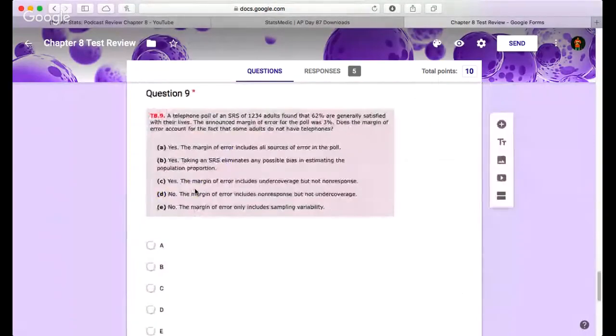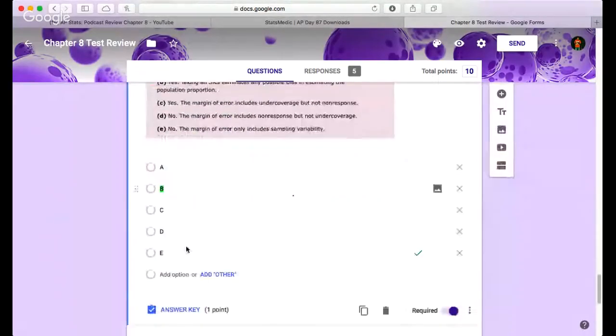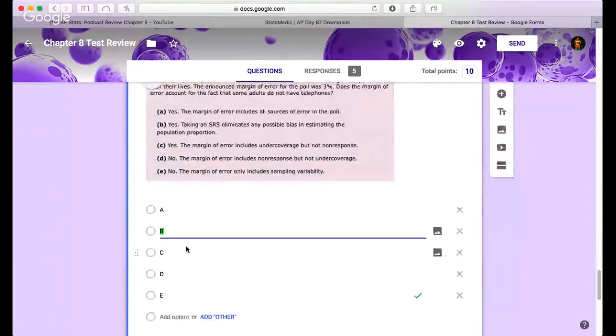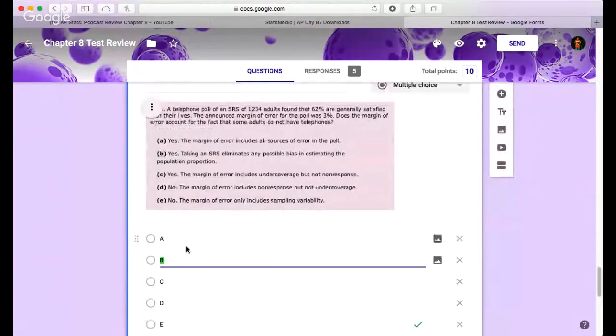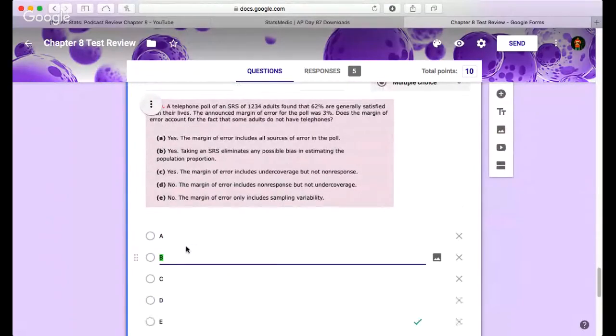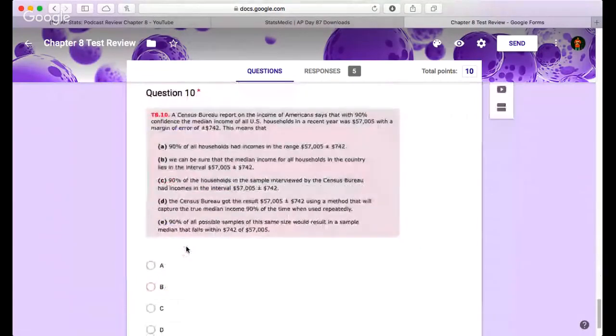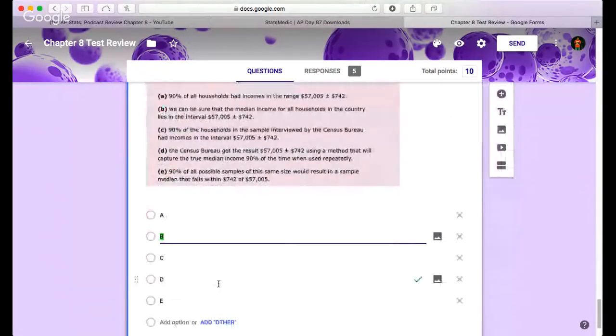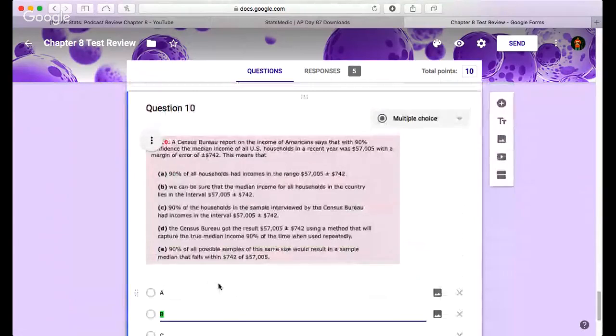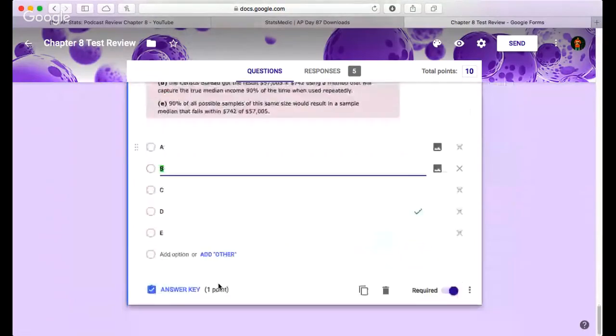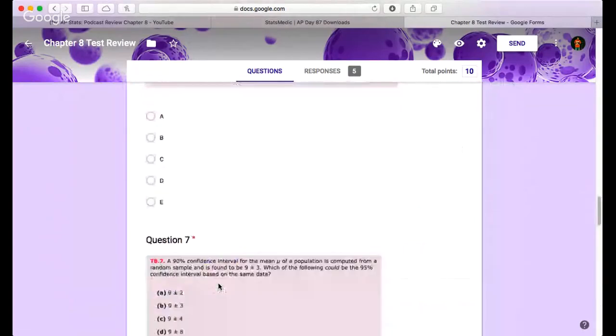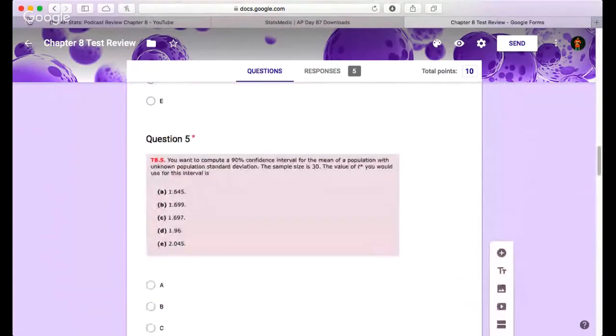Cool. Over here, question 9, the answer is E, if you want to go back to that one. And number 10, the answer is D. So if you want to try to pause that, go back through. And that is it, ladies and gentlemen.